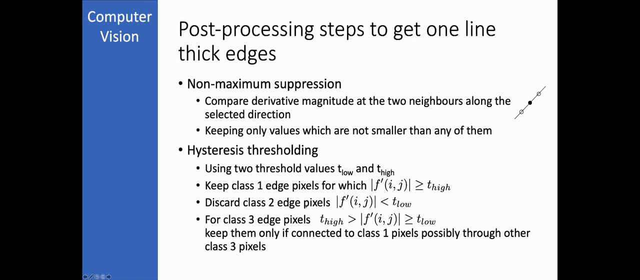Next, I will discard all low magnitude pixels. So class 2 edge pixels, meaning that the derivative magnitude is lower than the low threshold. There is no way that they're edges, so I remove them. But obviously, now there will be pixels that are between these two thresholds, the class 3 edge pixels. I will only keep them if their gradient magnitude is in between and they are connected to a class 1 pixel, possibly through other class 3 pixels. This is required to link the different edge pixels together, hoping to get clear boundaries of objects.